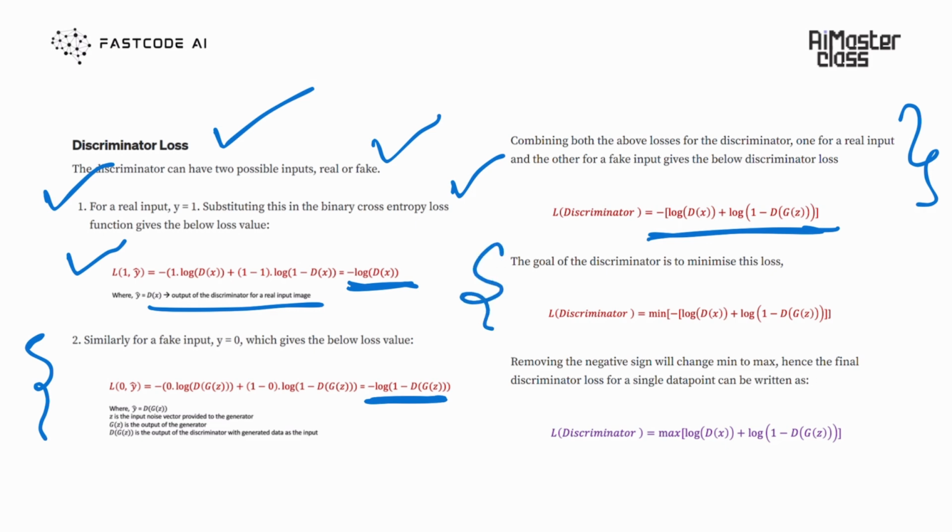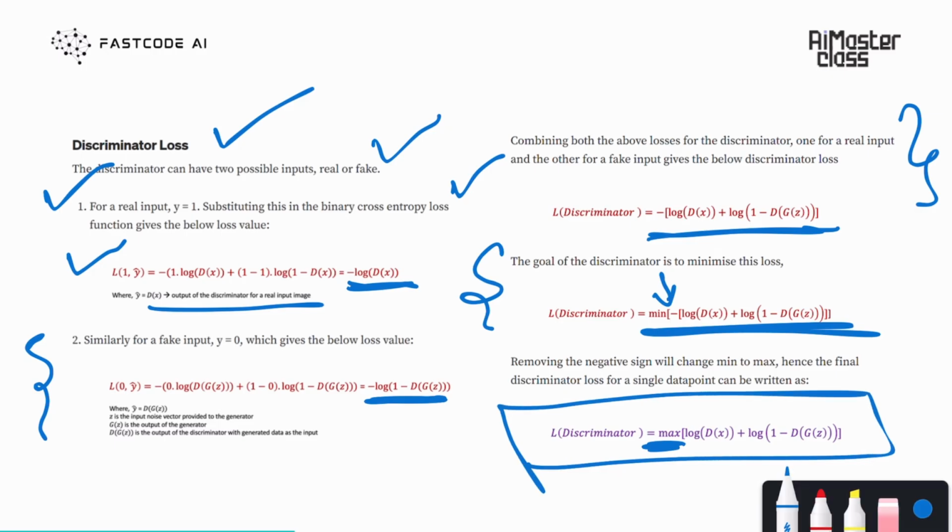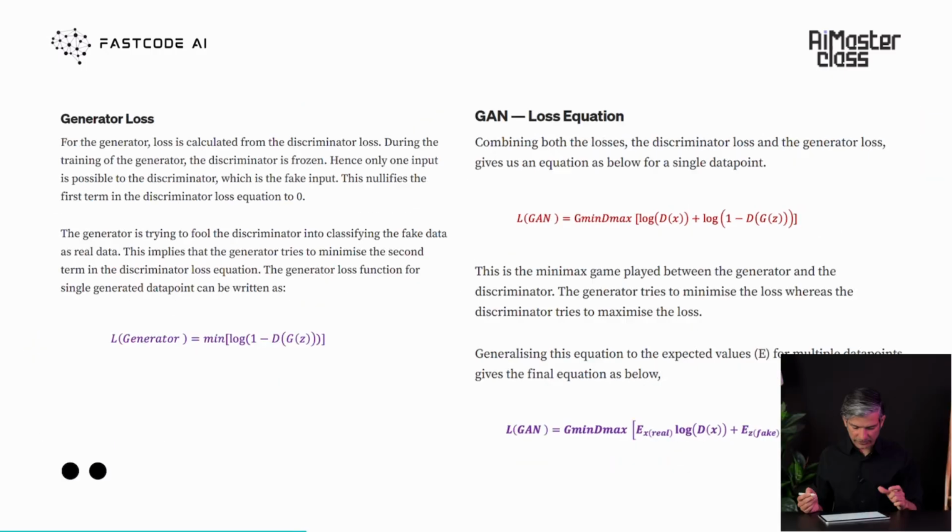So the goal of the discriminator is to minimize this loss, right? You want to do a min over this whole thing. That's straightforward. And now instead of min, if you want to remove the negative sign, we can also call it max. So we remove the negative sign and then we're saying we're maximizing this at the discriminator. So the discriminator part is done.